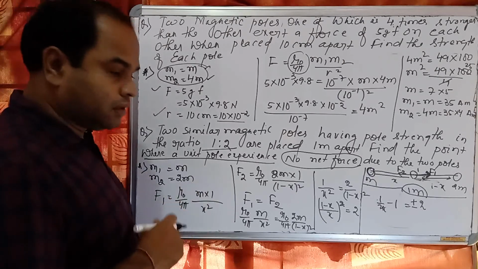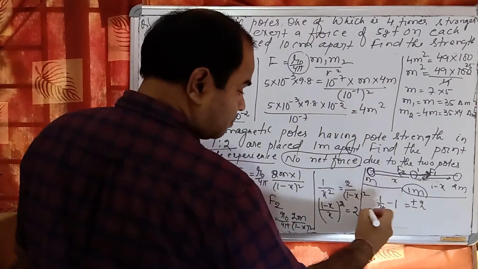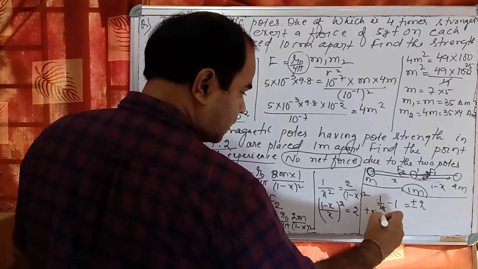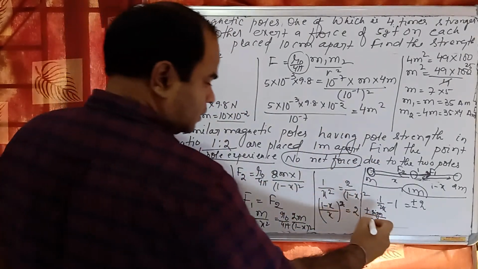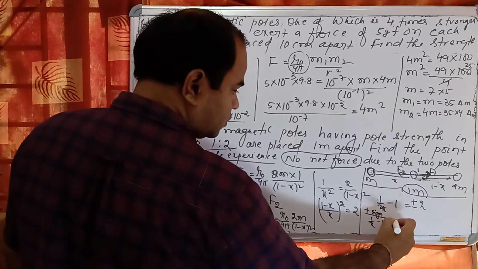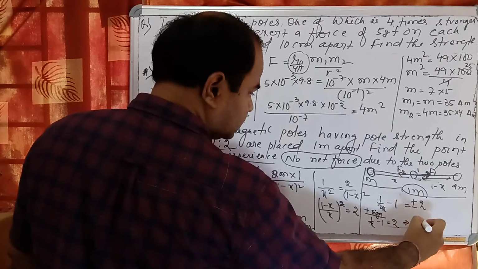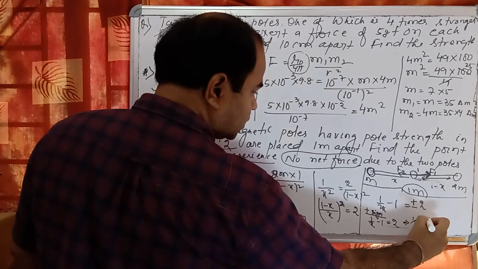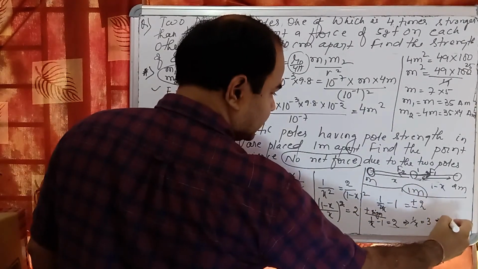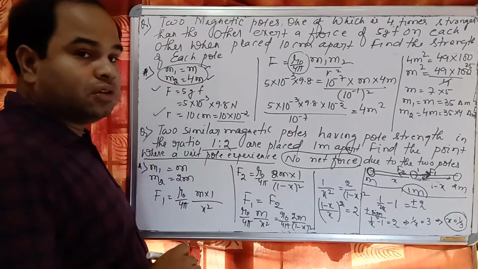So if I take plus, then 1 by x minus 1 is equal to 2. So that implies 1 by x is equal to 2 plus 1, which is 3. So that implies x is equal to 1 by 3. This is one value of x.